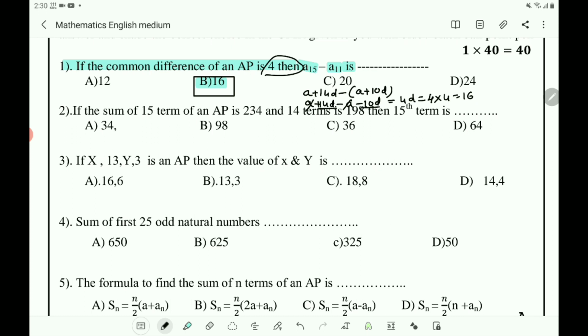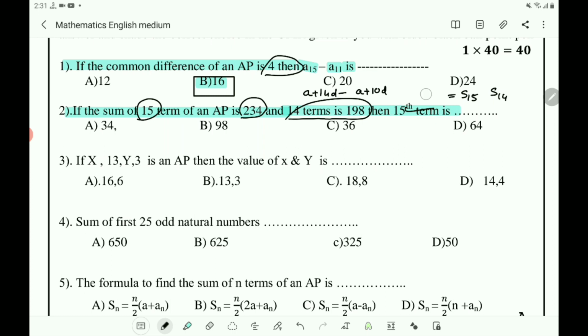Then you take the second question. What is the second question? If the sum of 15 terms of AP is 234 and 14 terms is 198, the 15th term is? The sum of 15 terms is given, that is 234, and the sum of 14 terms is 198. So S15 and S14 are given. Here what you have to find out? We have to find the 15th term.